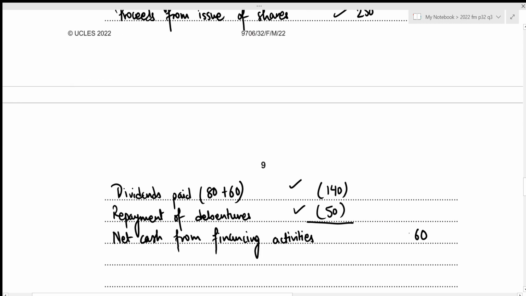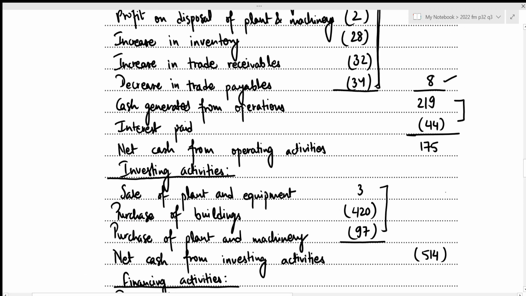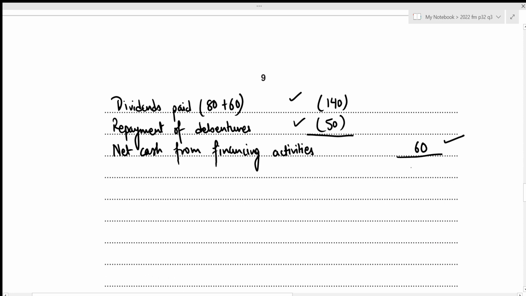Okay, we have completed the three sections, which means that now we can figure out the net increase or decrease in cash equivalents by adding the net cash from operating activities, net cash from investing activities, and net cash from financing activities. Let's do that. That is going to be 175 minus 514 plus 60. And this results in a negative balance of 279.